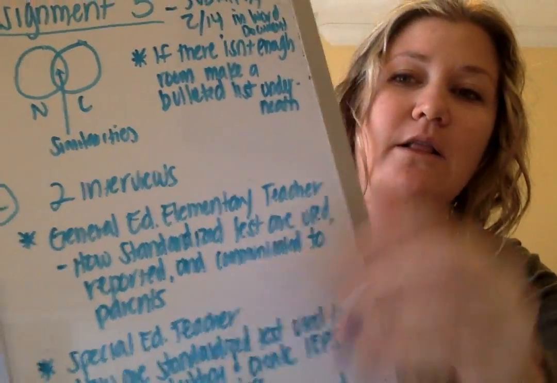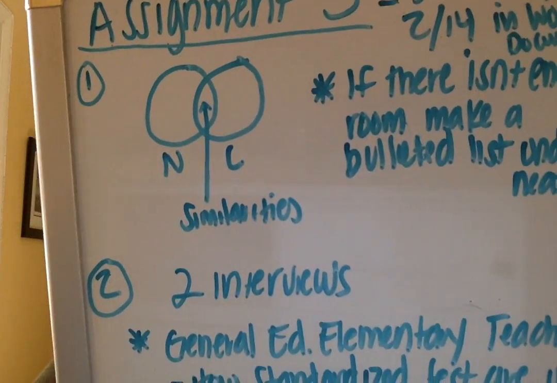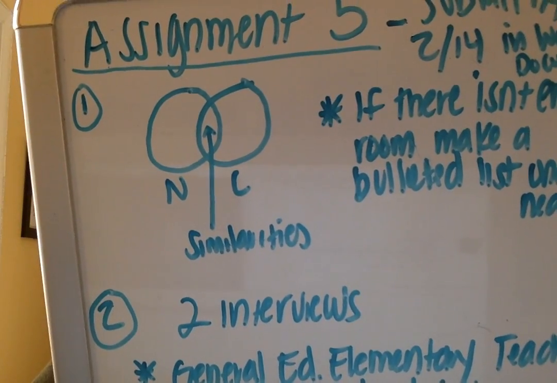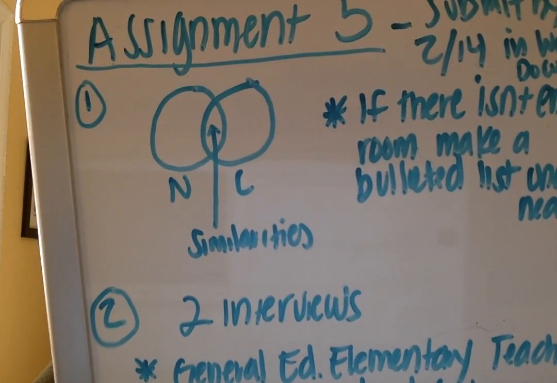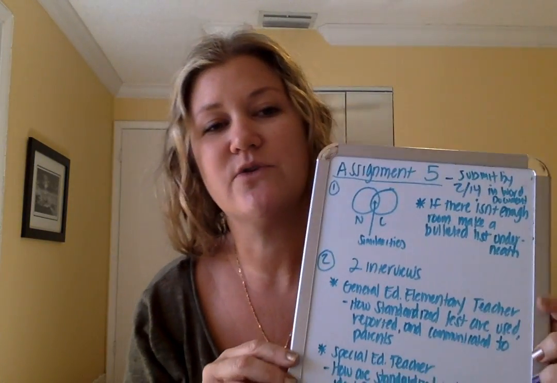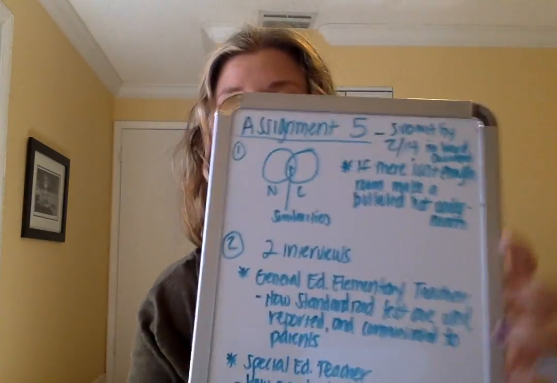So what I'm asking for you to do is to look further into standardized testing. The first part of the assignment, I'm asking that you create a Venn diagram. And I've drawn a little rough picture of what a Venn diagram should look like. This is it right here. And you're going to be comparing and contrasting norm reference tests to criterion reference tests. So you're going to look at the differences in the common characteristics between the two types of tests.